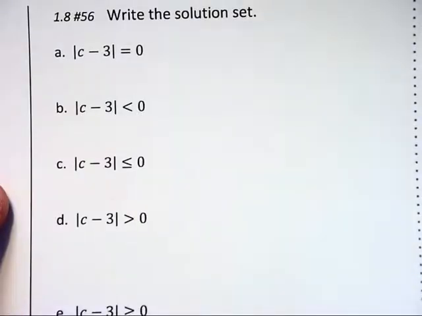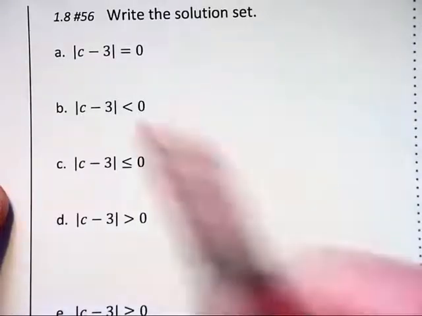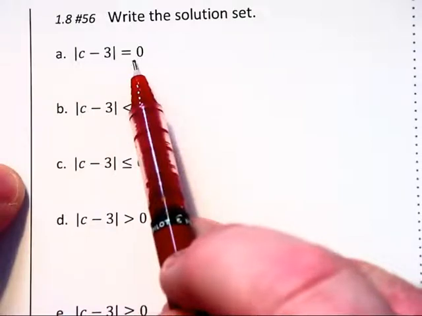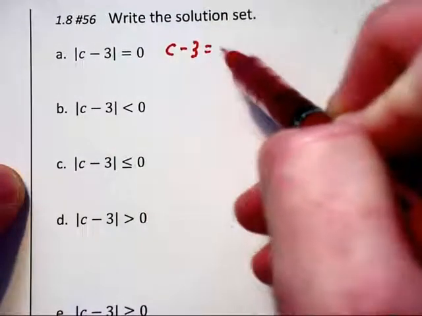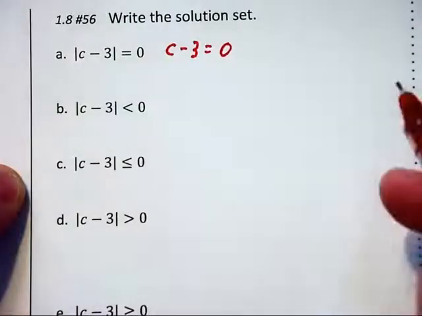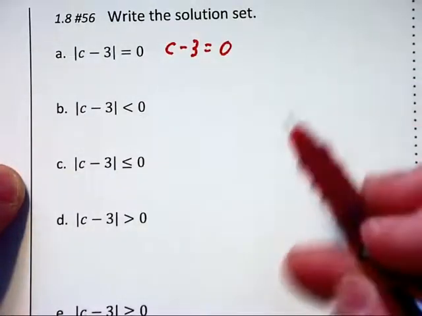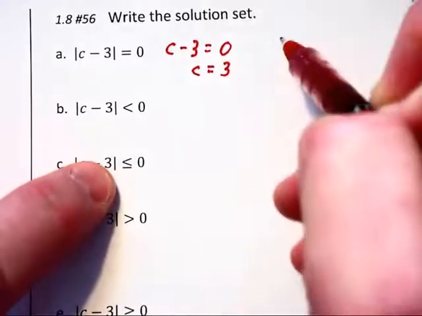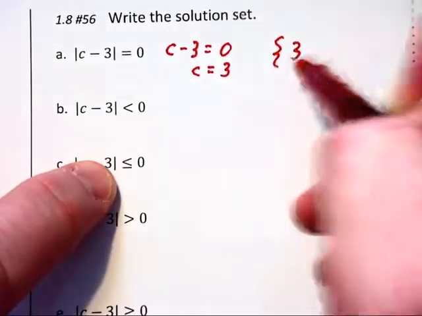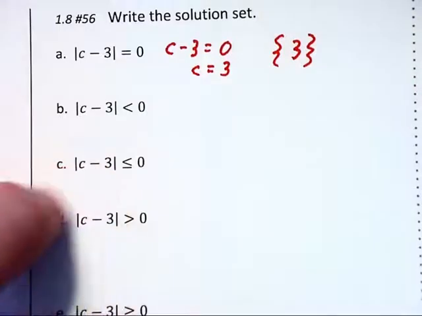Let's solve each of these sets. We have an absolute value with an equal sign, so that means c minus 3 is equal to 0, or c minus 3 equals negative 0, but that doesn't make any sense. So basically here we have c equals 3, and 3 is all that is in our solution set.